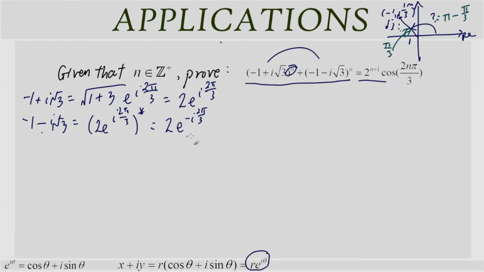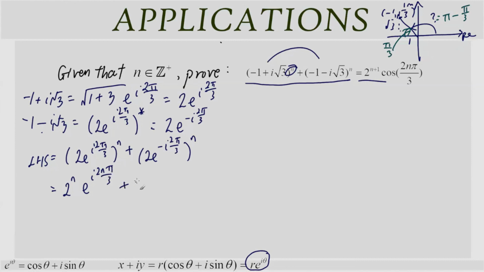Alright, and from here you can see that it's so much easier to work with because the left hand side is equal to (2e^(i2π/3))^n plus (2e^(-i2π/3))^n, and that's equal to 2^n e^(i2nπ/3) plus 2^n e^(-i2nπ/3). Right, and this can be factored out to simply be an addition of this complex number and its own conjugate.